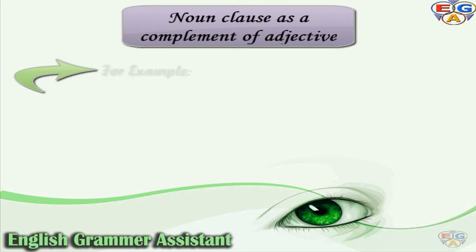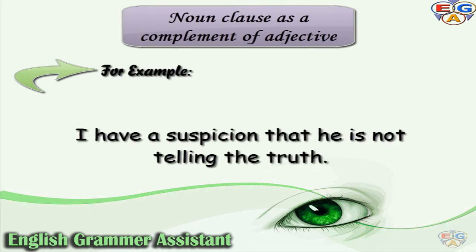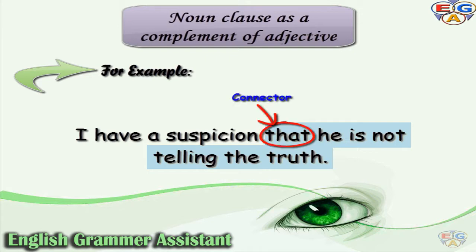The noun clause as a complement of noun. For example, I have a suspicion that he is not telling the truth. That he is not telling the truth here is the noun clause. It acts as a complement of the noun suspicion. The connector of this noun clause is that.